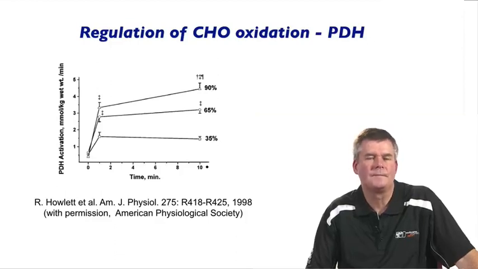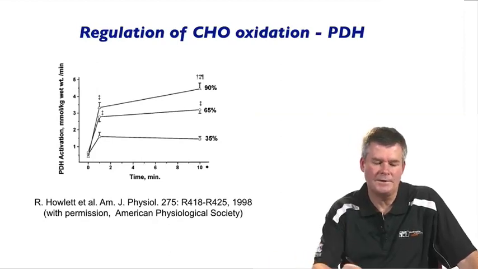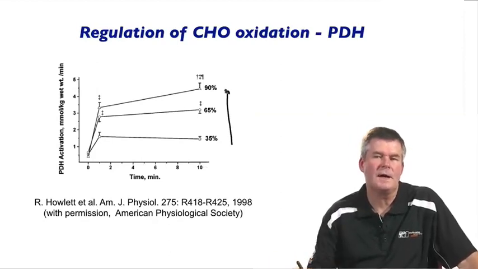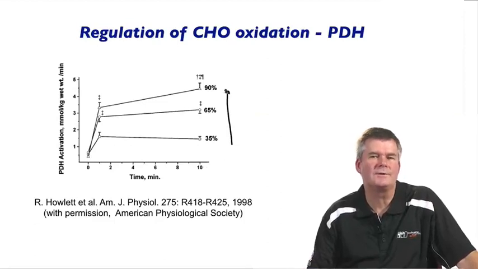In terms of the oxidation of pyruvate, the important enzyme which regulates the oxidation of pyruvate, and therefore the rate of carbohydrate oxidation, is called pyruvate dehydrogenase. And you can see in this slide that again, intensity and duration are major determinants of pyruvate dehydrogenase activity. So as you increase the exercise intensity and you increase the rate of carbohydrate oxidation, that's associated with a greater activation of this critical enzyme.